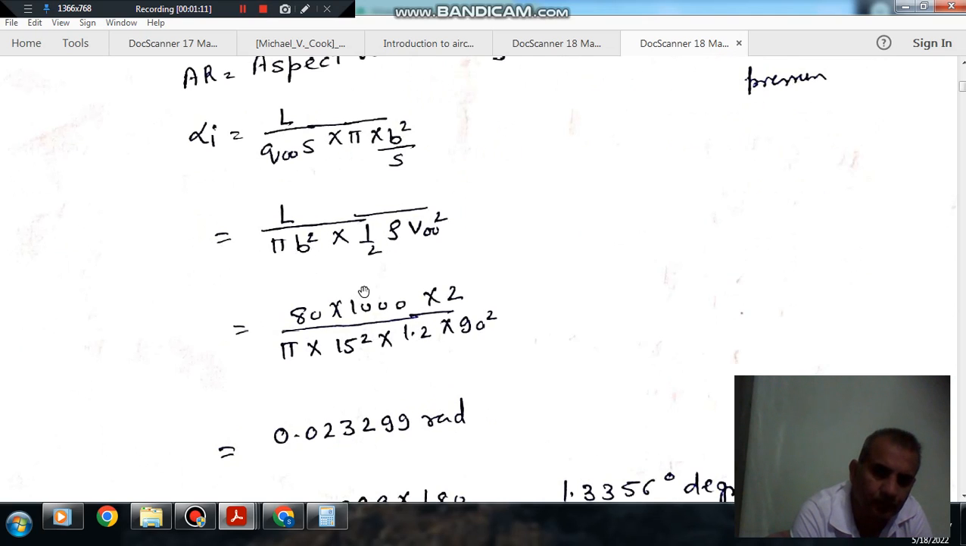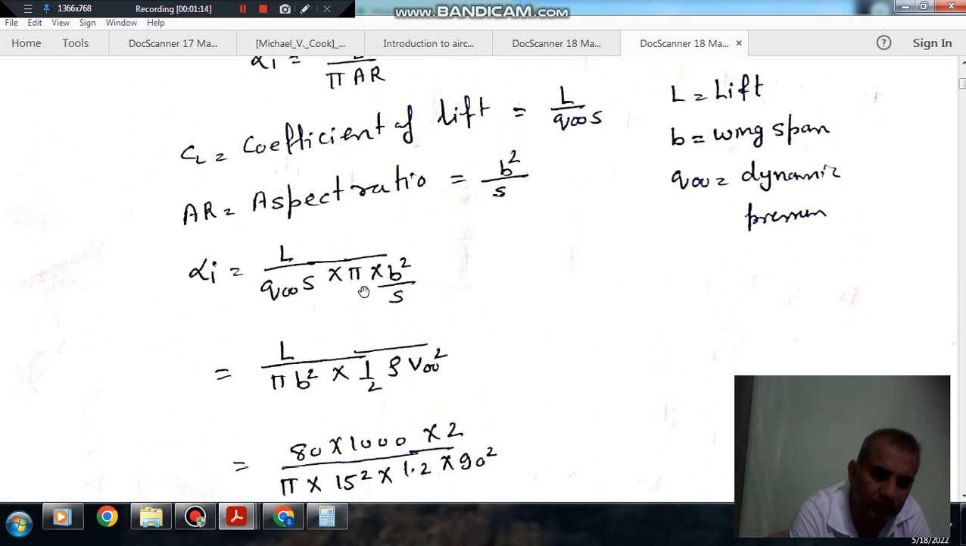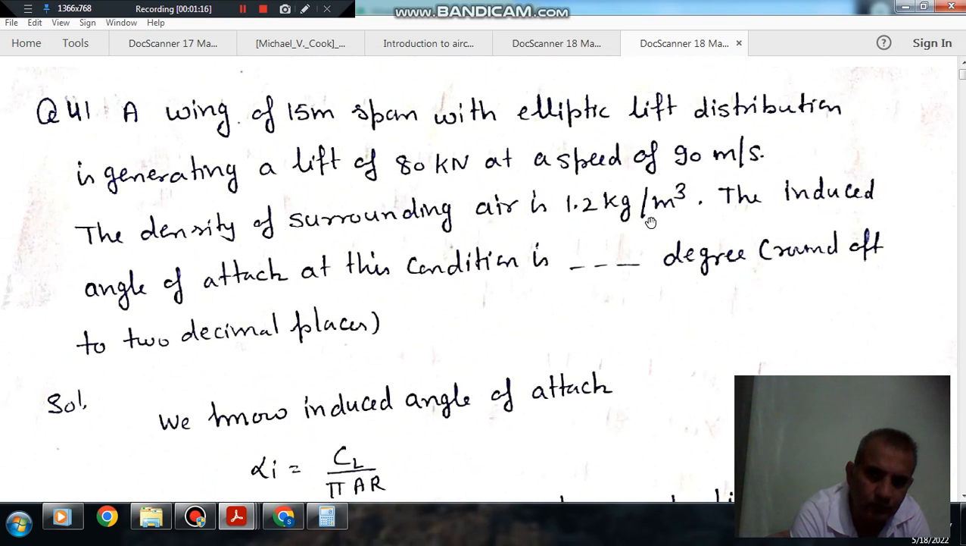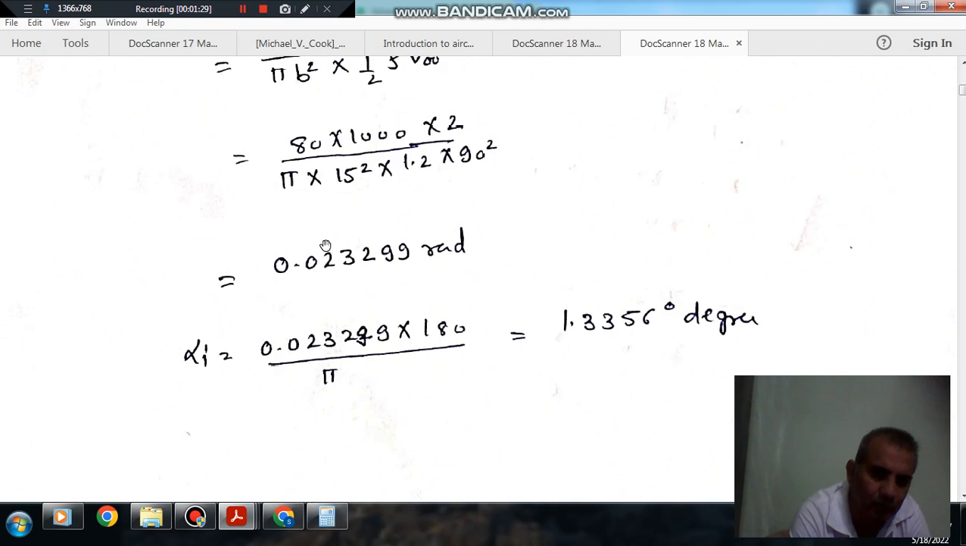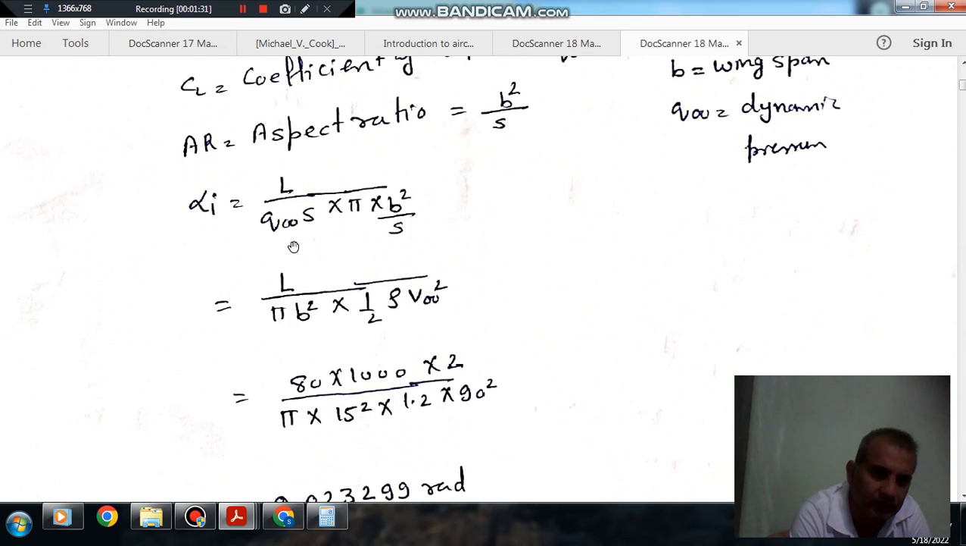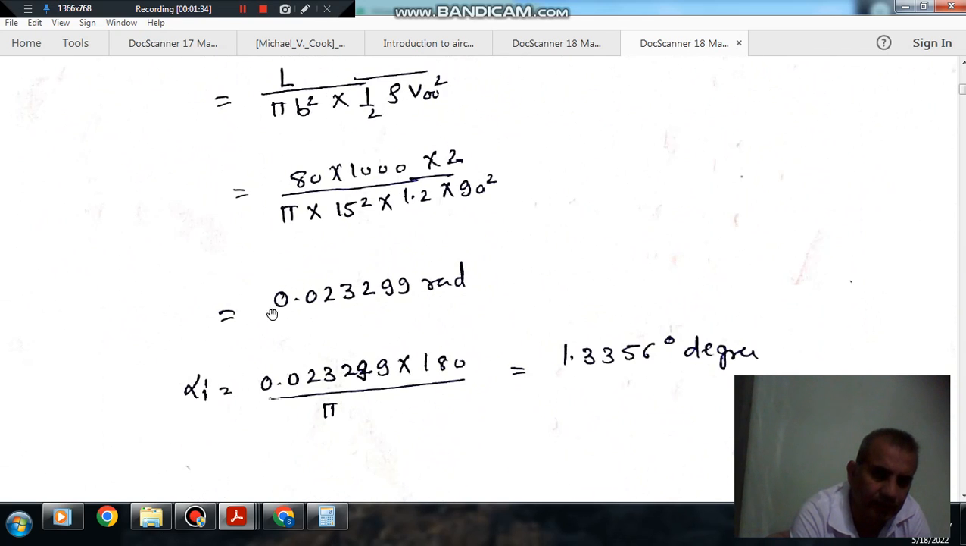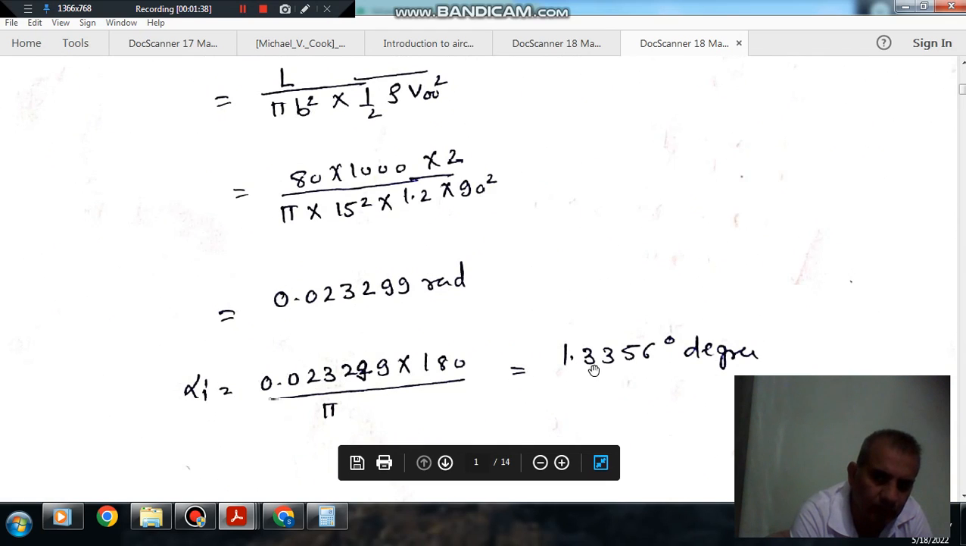Now we have all the values: the lift is 80 kilonewton, or 80,000, speed is 90 meter per second, density is 1.2 kilogram per meter cube, and B is 50 meters. Now we can put these values and find out the angle of attack, and that angle is in radian. Converting it into degree, that is 1.3356 degrees. So the answer is 1.3356 degrees.